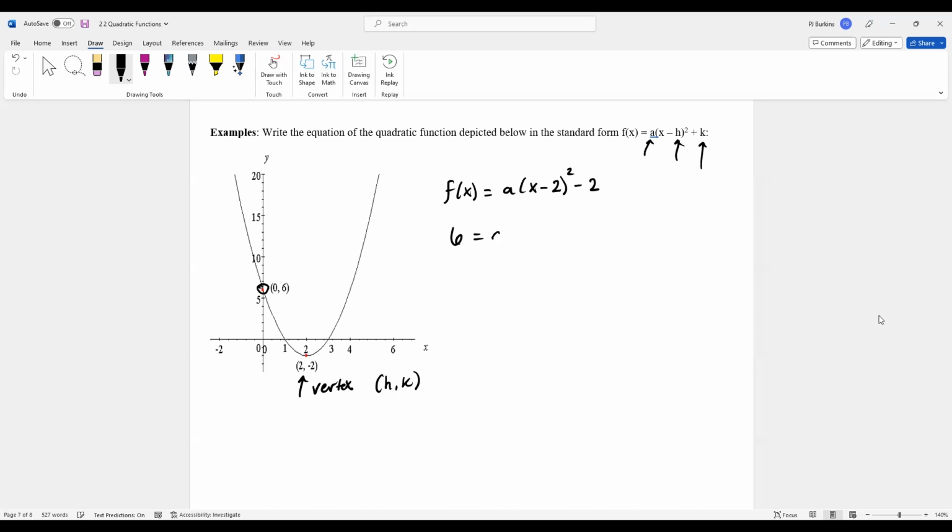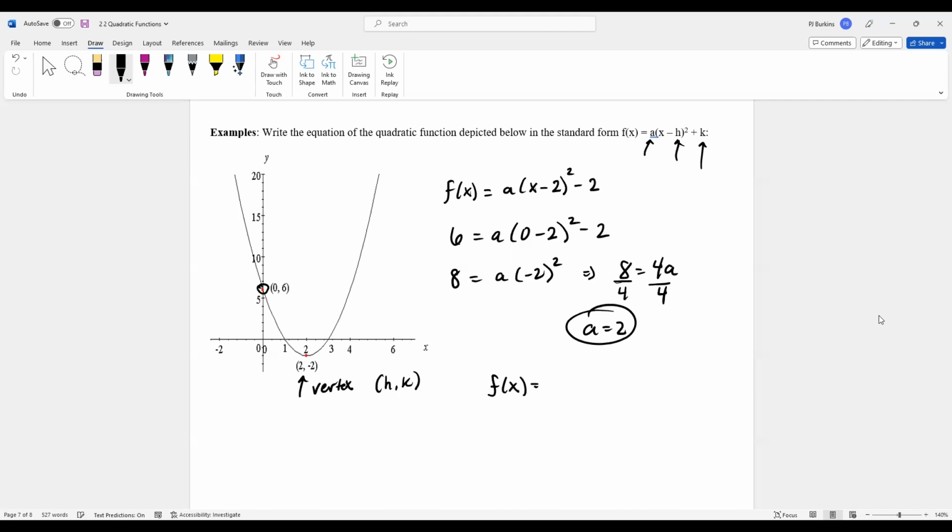So 6 equals a times 0 minus 2 squared minus 2. I'm going to move the 2 to the other side by adding, becomes 8. And then I have negative 2 squared here. That's going to be 4. So I have 8 equals 4a. Divide by 4. And a equals 2. Once I have a, then I can finish writing out my equation. It is 2 times x minus 2 squared minus 2.